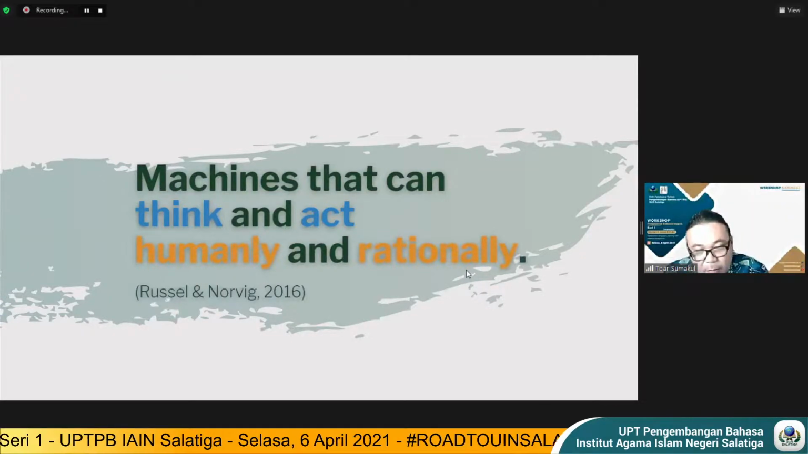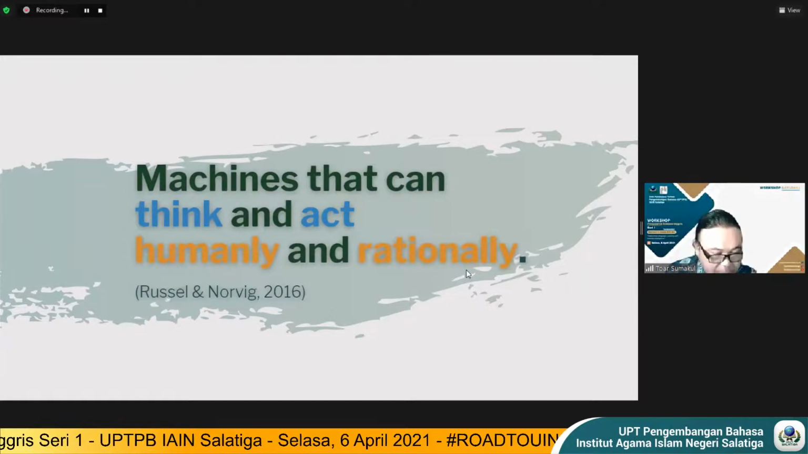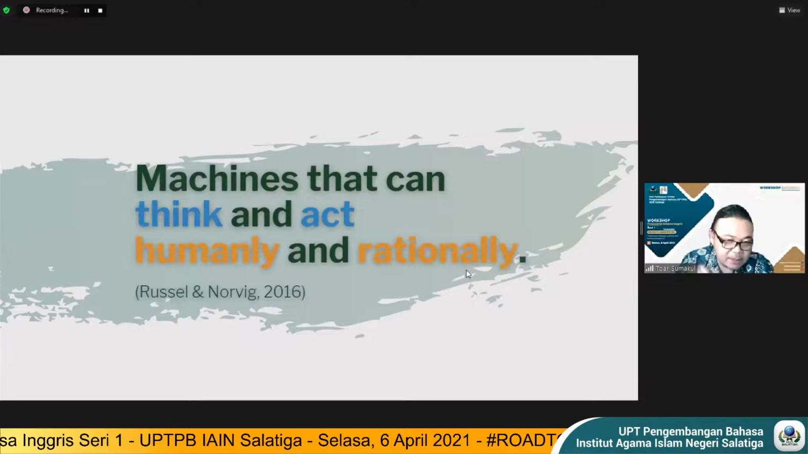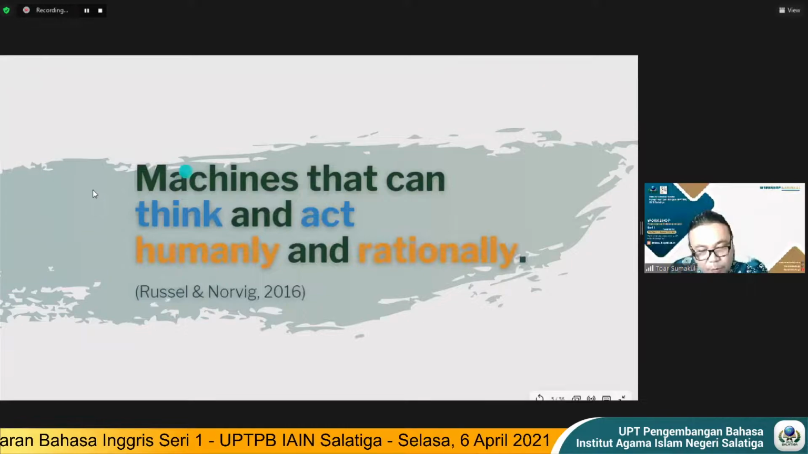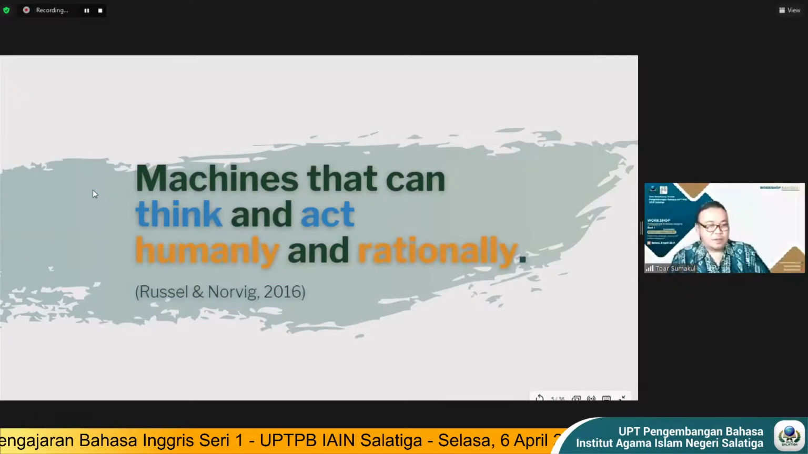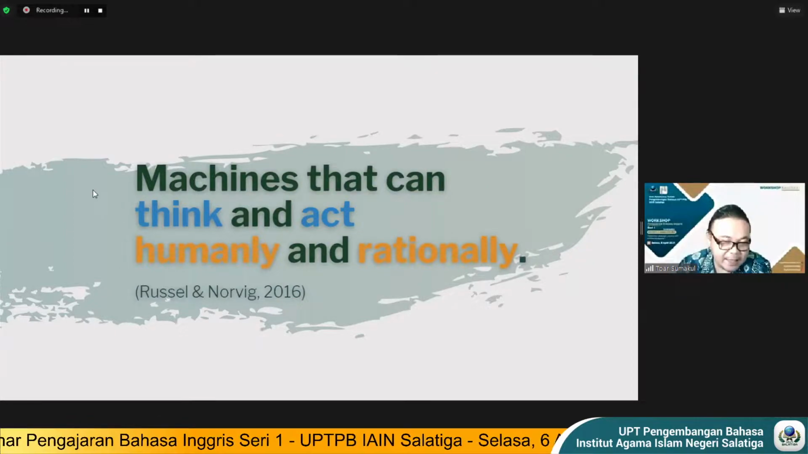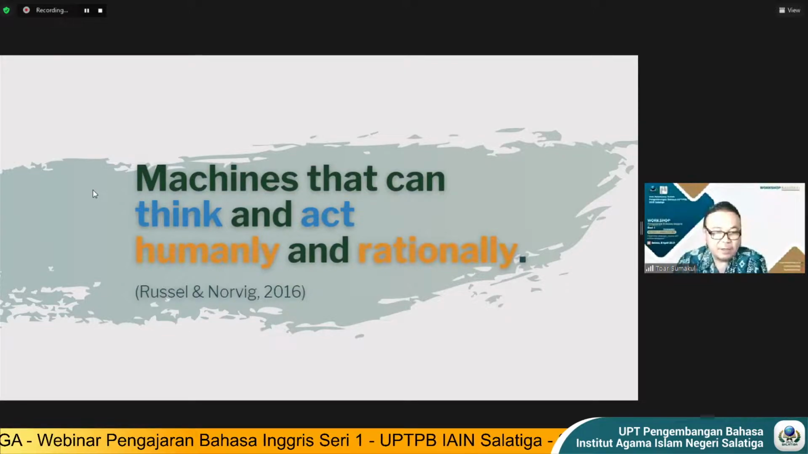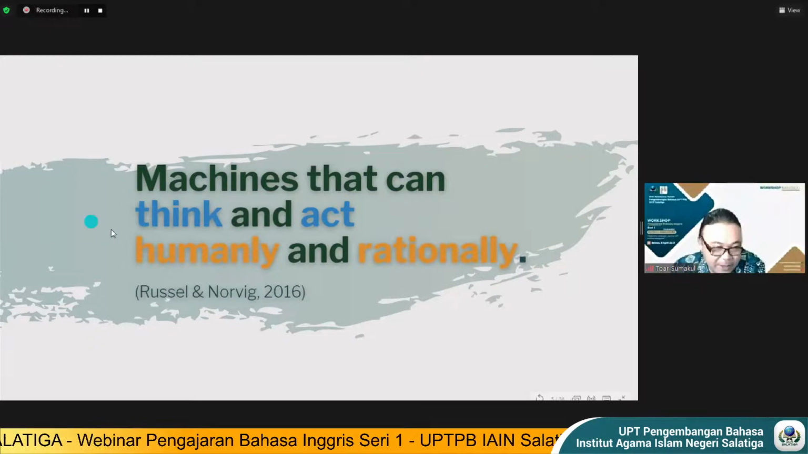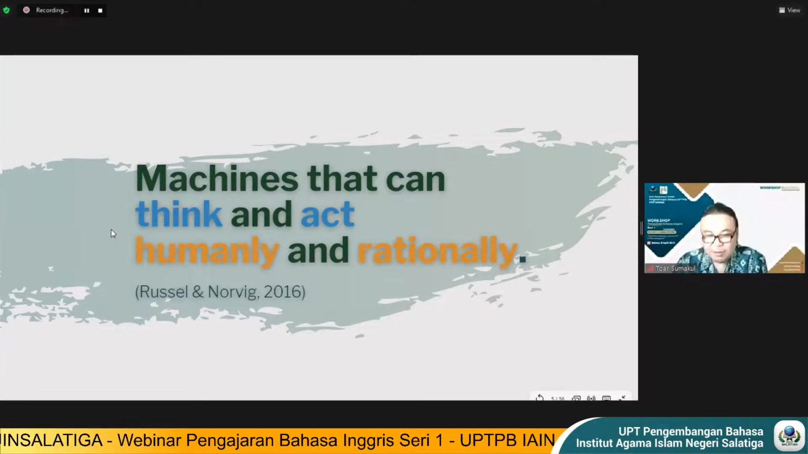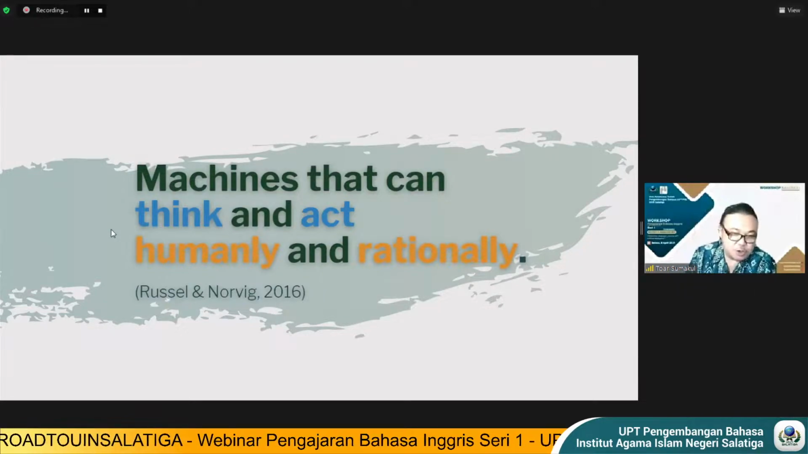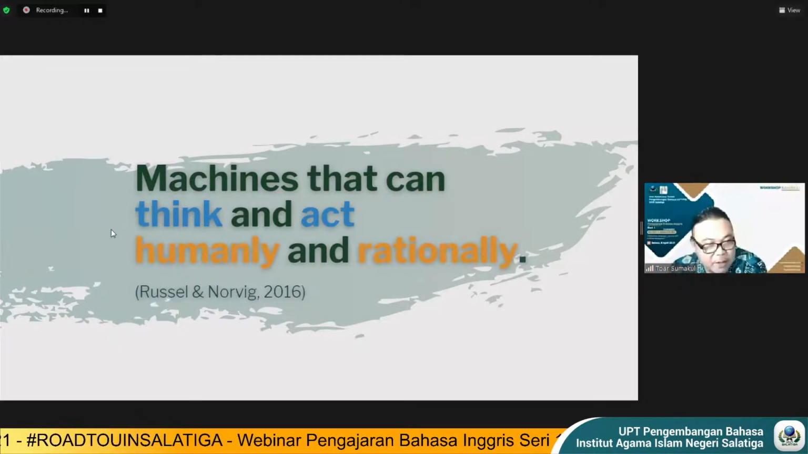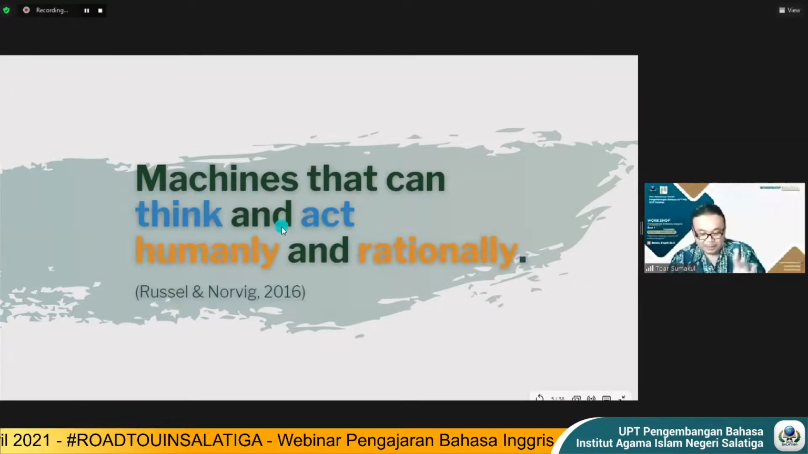This is AI according to Russell and Norvig. I take this definition because they take this from summarizing other definitions done before them. So AI, or artificial intelligence, are machines that can think and act humanly and rationally. Humanly, so like us humans, and rationally. I try to see why they put rationally in addition to human here, because probably not all human thinking and action are rational.